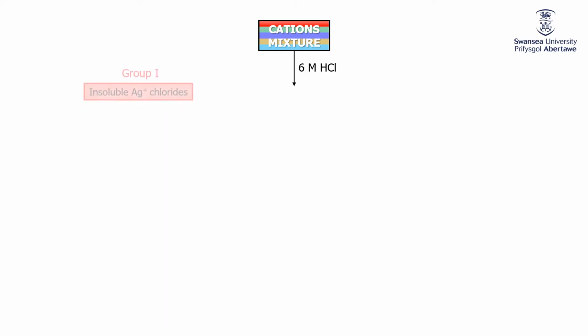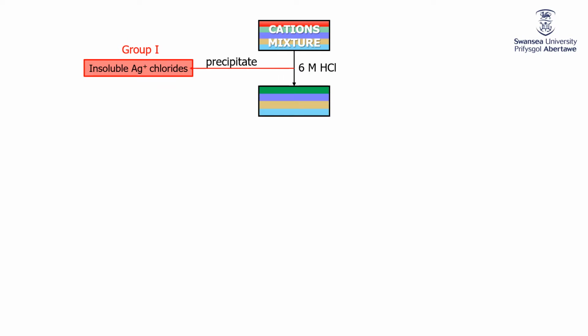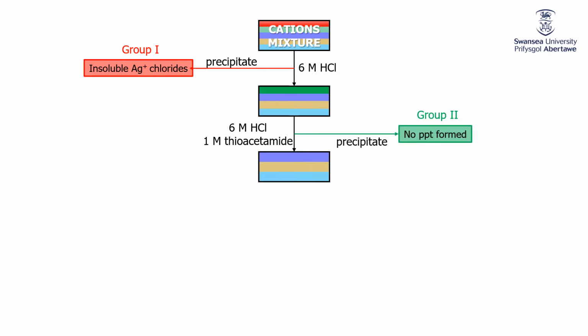A general method for cation analysis is where you bring in a mixture of cations in a water sample and treat it with 6 molar hydrochloric acid to find whether it makes insoluble chlorides, which would indicate the presence of group 1 cations. Then you move on with the same solution and add more acid with 1 molar thioacetamide to see if there are any group 2 cations present.